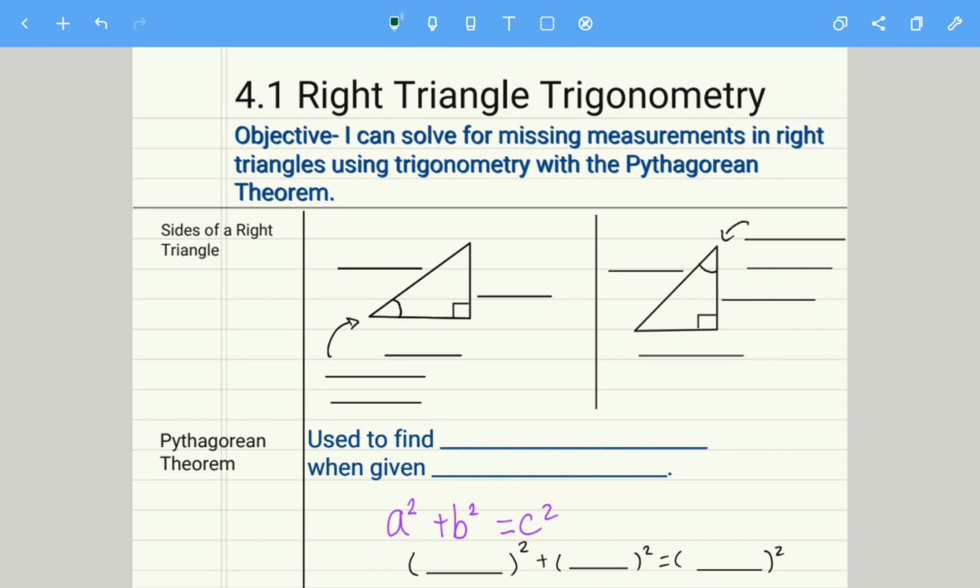Now today we are only focusing on the sides. Angles will be in another video. Let's go ahead and get started with the sides of a right triangle.